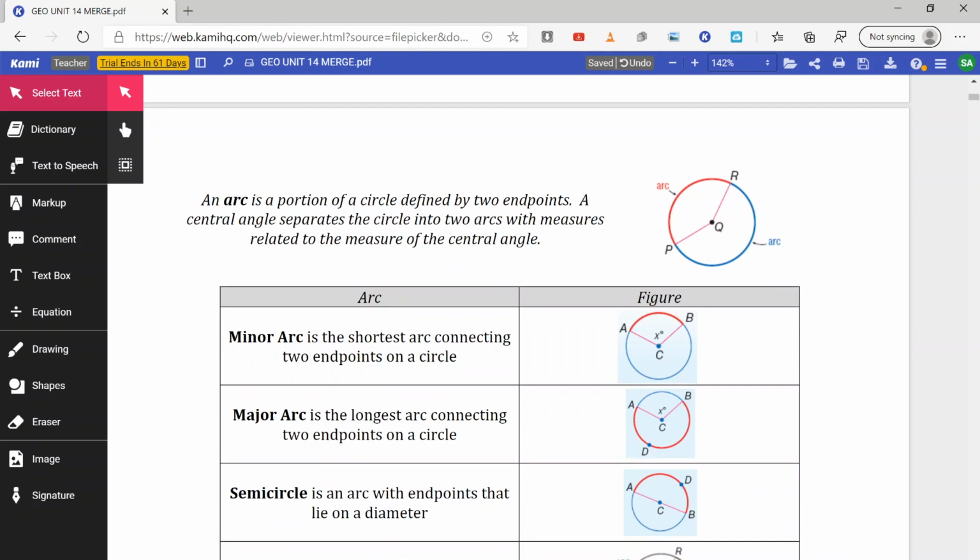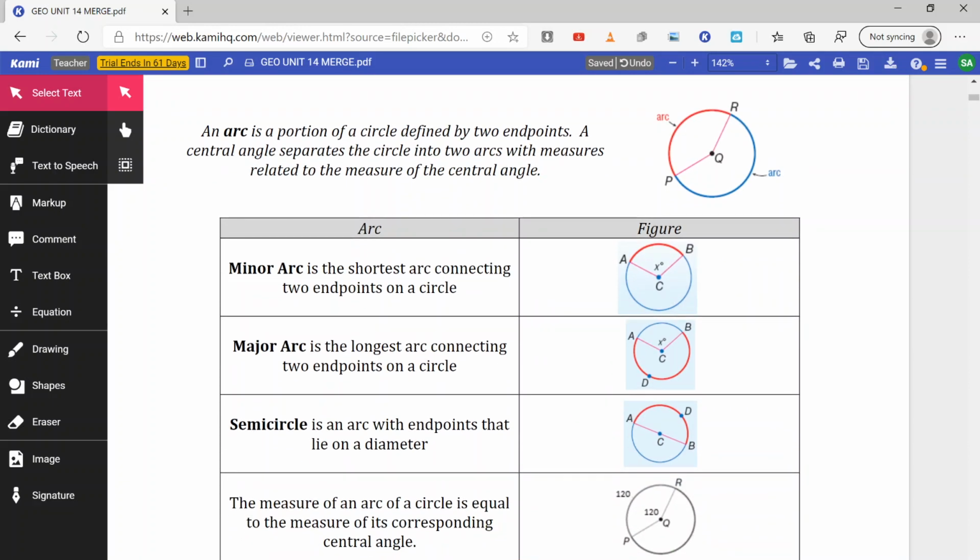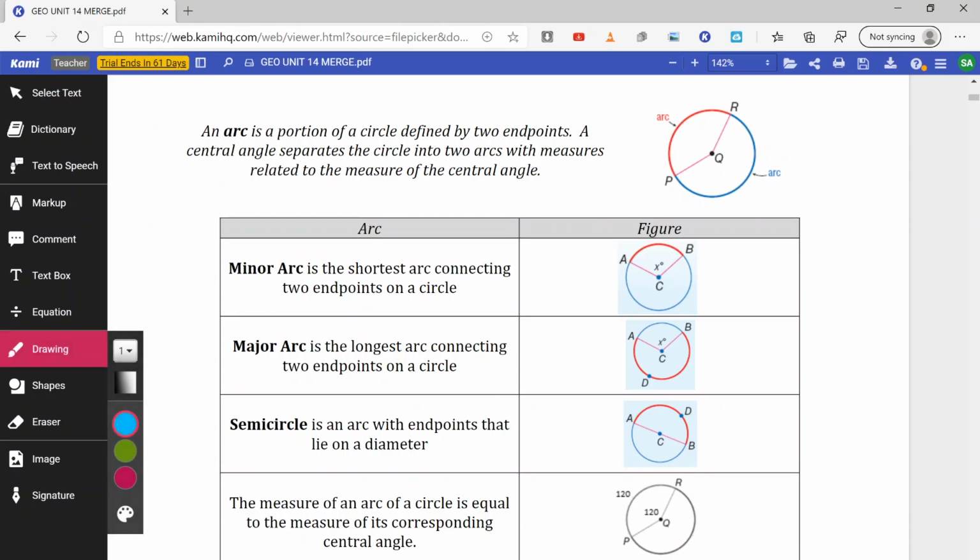Now, an arc is a portion of the circle itself defined by two endpoints. So if I take a look at circle Q, we took a look at interior angles. In our previous problems, the interior angle would be angle PQR. The arc is the part of the circle that is comprised of the points between point P and R on the circle. So notice in red, P to R, that would be arc PR. On the blue side, it's also arc PR, only it's a little bit bigger.